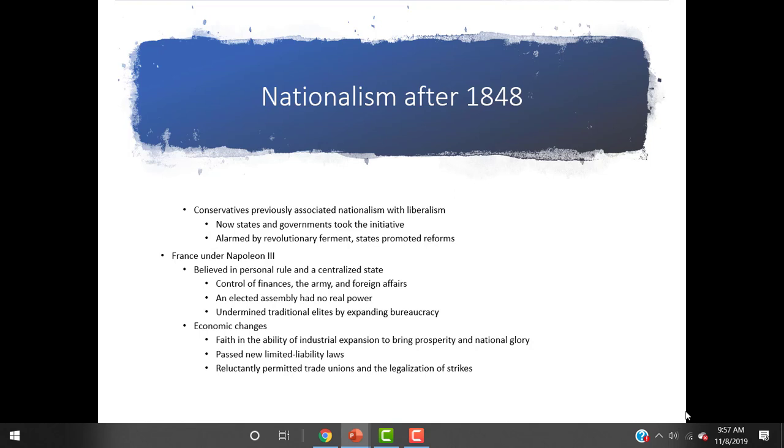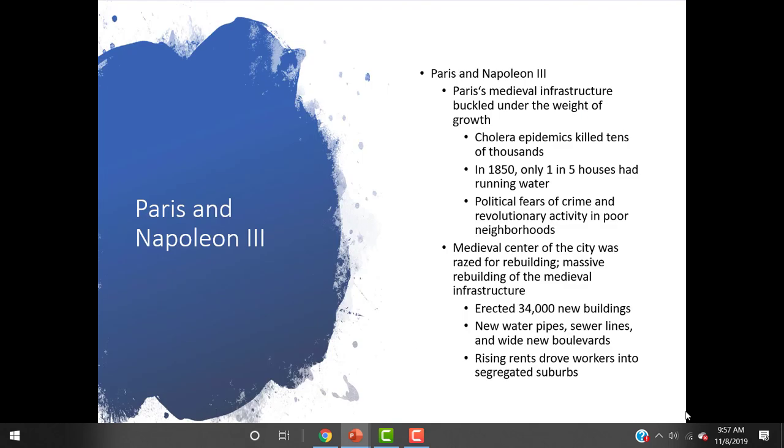So the economic changes, well, faith in the ability of the industrial expansion to bring prosperity and national glory was just kind of in the middle ground. There were new limited liability laws passed to supposedly help the businesses. And the government reluctantly permitted trade unions and legalization of strikes. Reluctantly.